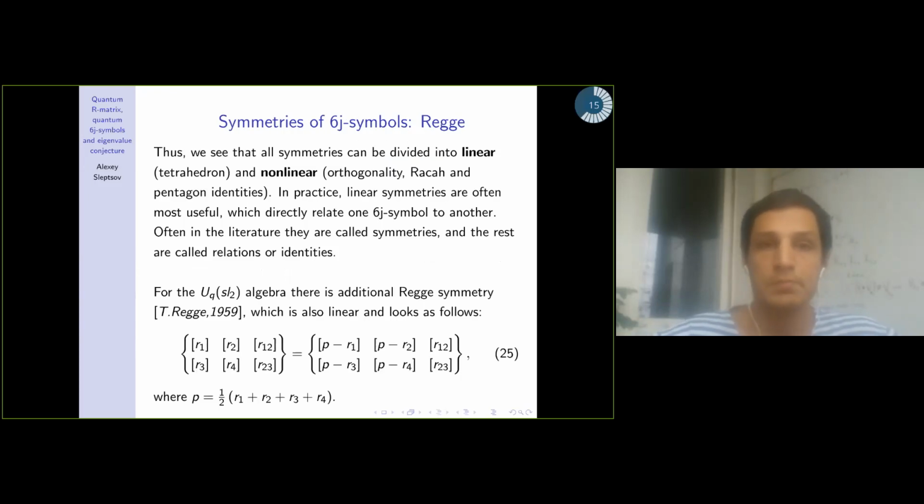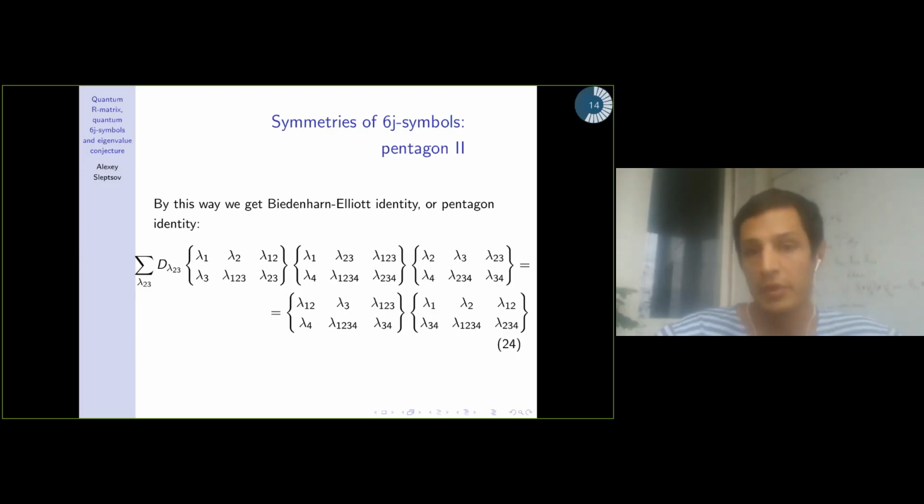Okay, now we see that all symmetries can be divided into linear symmetries and nonlinear ones. In practice, of course, linear symmetries are very useful because they directly relate one 6j symbol to another one. Nonlinear symmetries are rather difficult to use. For example, this Pentagon identity is nothing but a system of nonlinear equations, and in the general case, it is absolutely unclear how to solve it.